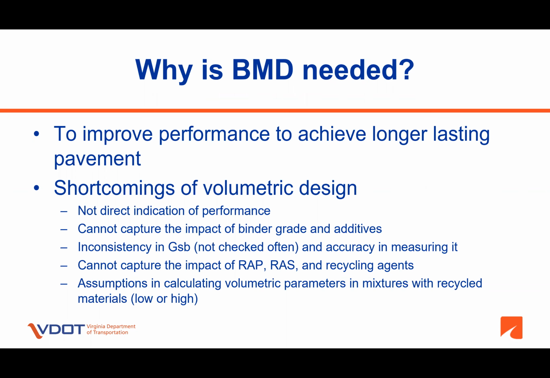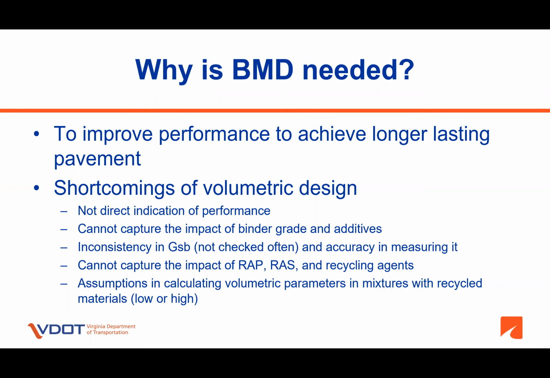has shortcomings. First, it is not a direct indication of performance. Second, it cannot capture the impact of binder grade and additives on the mixture performance. When we say additives, we are referring to polymers, fibers, chemical additives such as Evotherm additives, and nanomaterials. Third, aggregate specific gravity is not checked often, and any significant variation within a single year due to the site's geology and mining operation will result in inaccurate volumetric properties in asphalt mixtures.